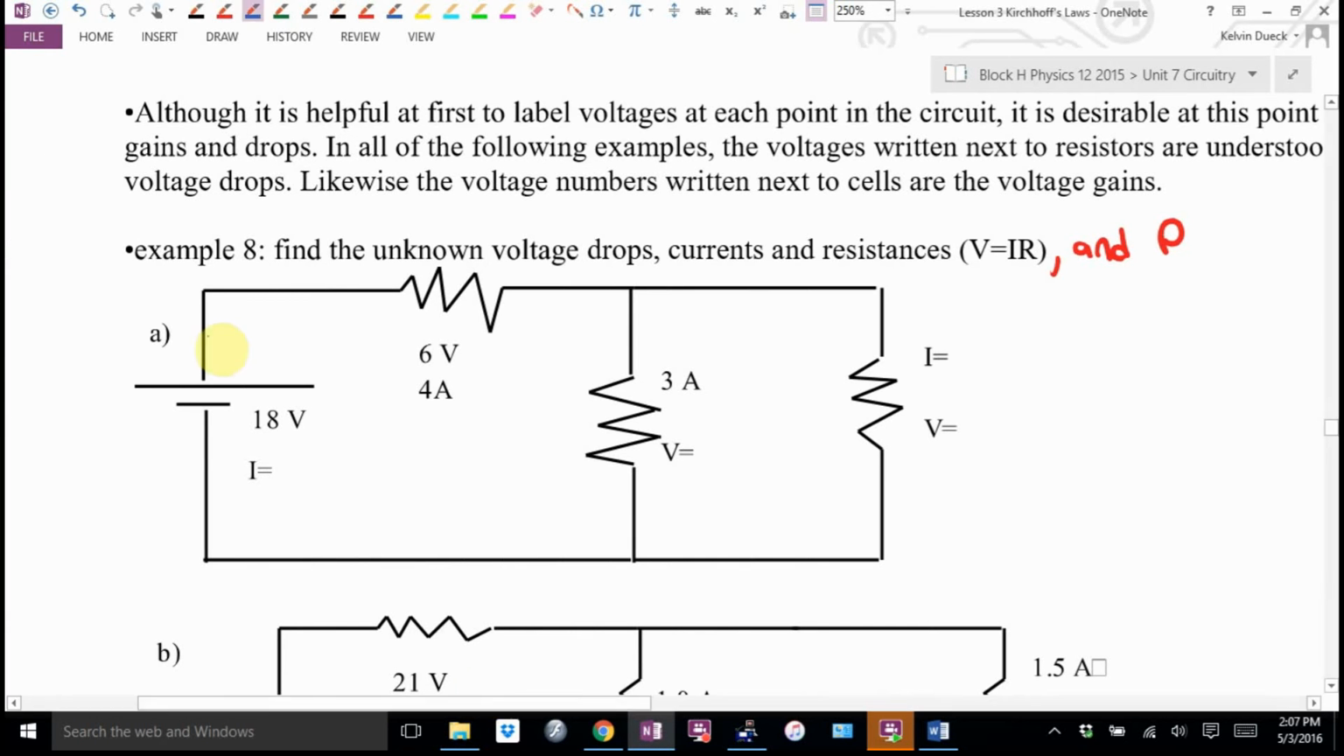Label downhill, downhill, downhill. Manny, do I know how many amps are in this circuit? How many amps are leaving the battery? Yes. Is that the total current? Say yes. This question's going to fall apart.